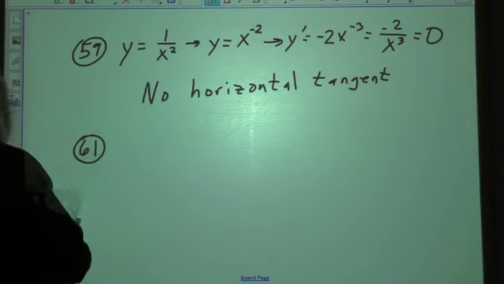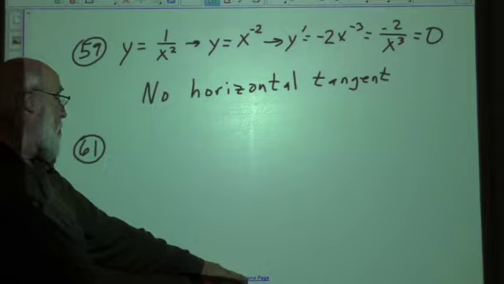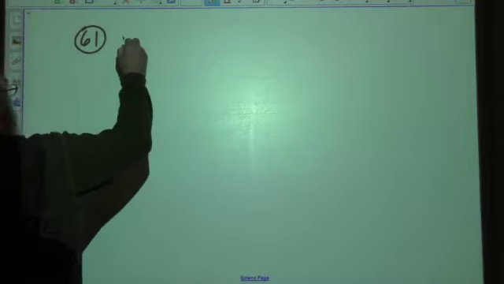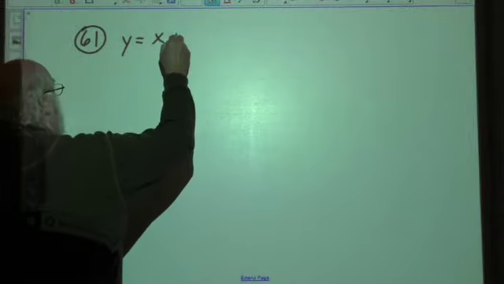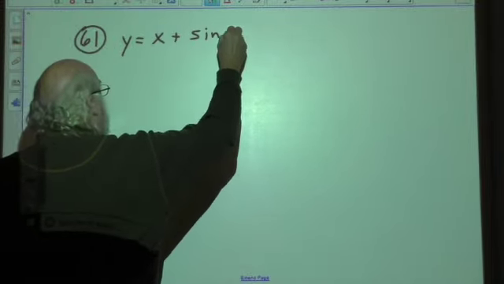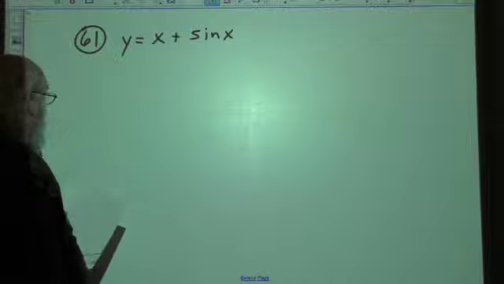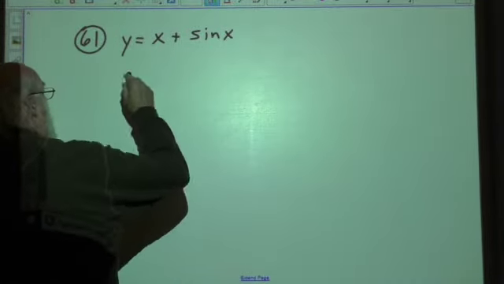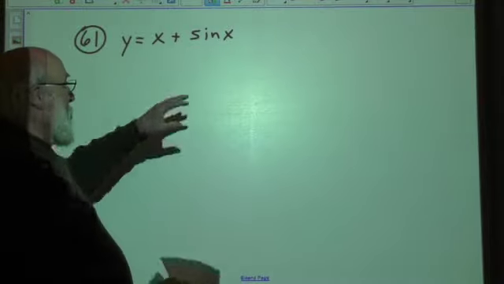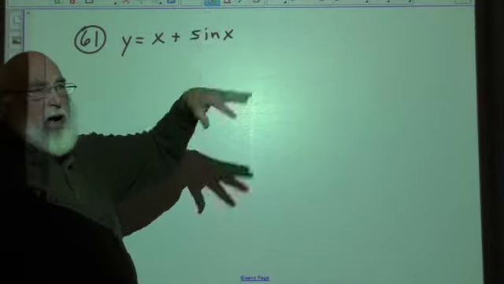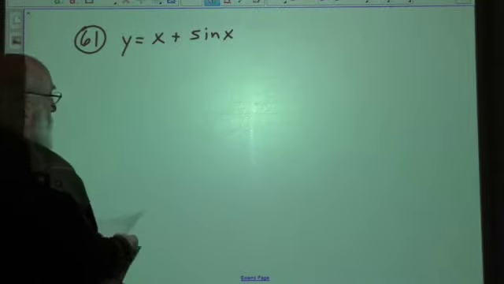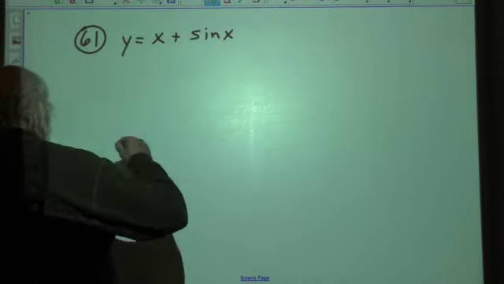61. Now we have y equals x plus sine x. And they give us a caveat here that the value of x, because this is a trigonometric function, which means you can have periodic repetitions, which is redundant, but that's what you're going to have.